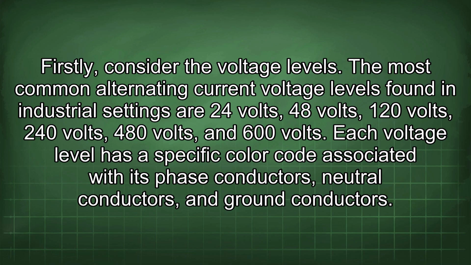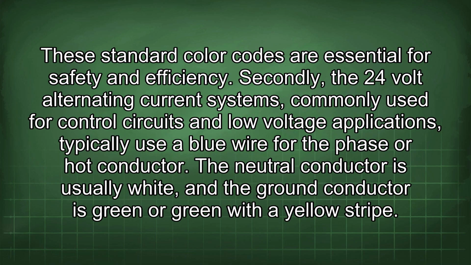The most common alternating current voltage levels found in industrial settings are 24 volts, 48 volts, 120 volts, 240 volts, 480 volts, and 600 volts. Each voltage level has a specific color code associated with its phase conductors, neutral conductors, and ground conductors. These standard color codes are essential for safety and efficiency.